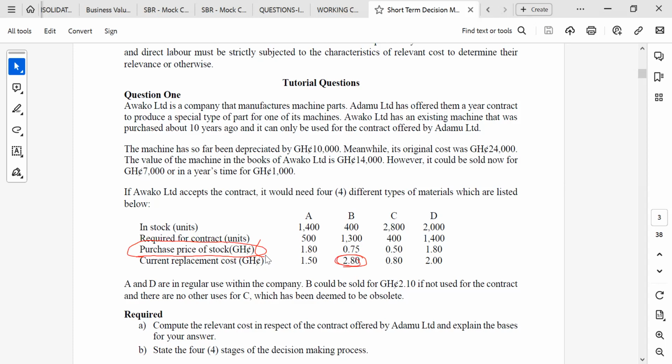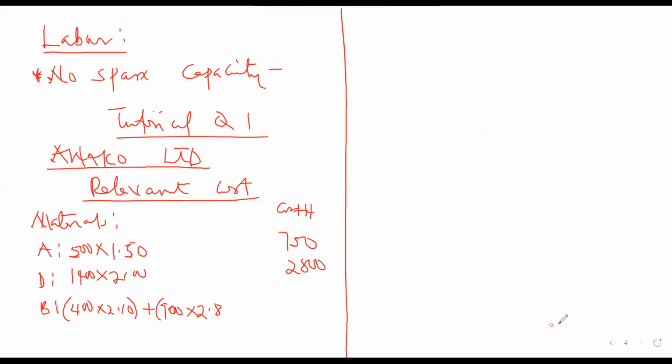All right. So that will be 2.8. So what will be the total? You get 840 for the B, the first one. Okay. And then you get 2,520 for the second one. So in all, I'm getting 3,360.